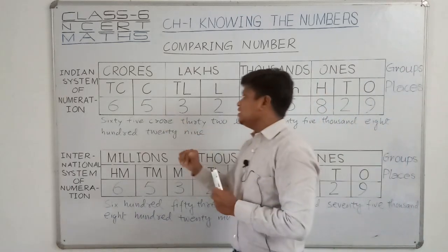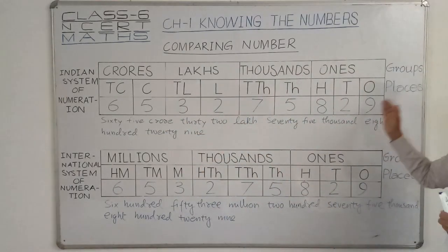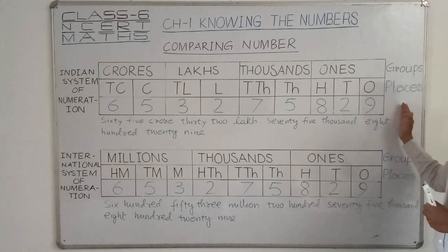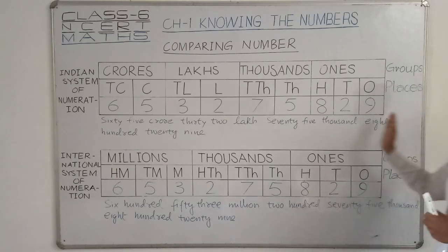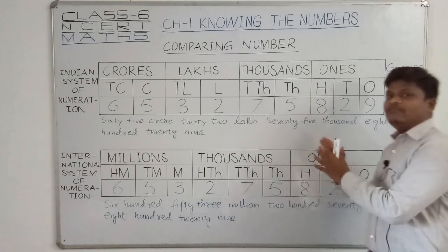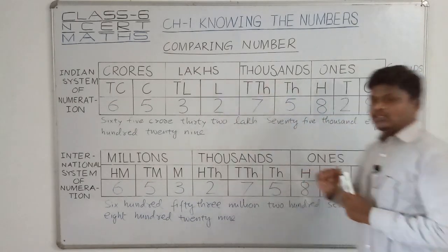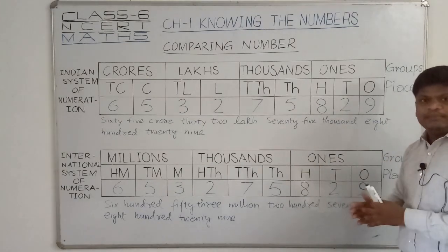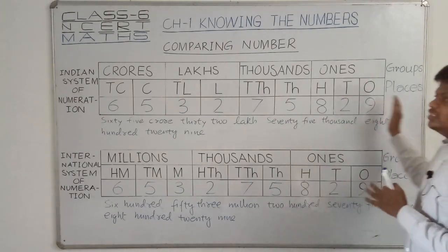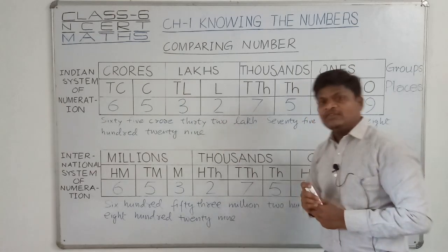When we read Indian numbers, we have to follow the direction from right to left, right? So whenever we read a number in the Indian system, we have to start from the right-hand side and move toward the left-hand side.